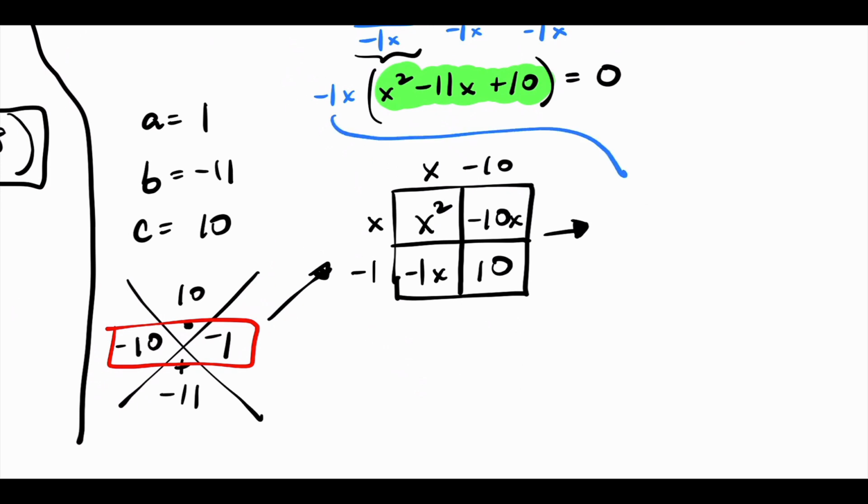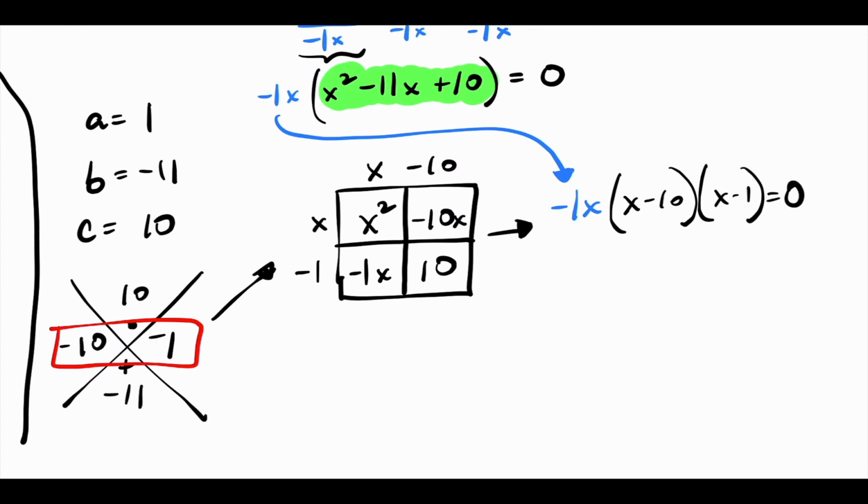So remember, bring this guy in front, so -1x, x minus 10, x minus 1 equals 0, because it equaled 0 before. Remember, those greens are the same. One's just in factored form, and one is in standard form. That's the only difference. Okay?